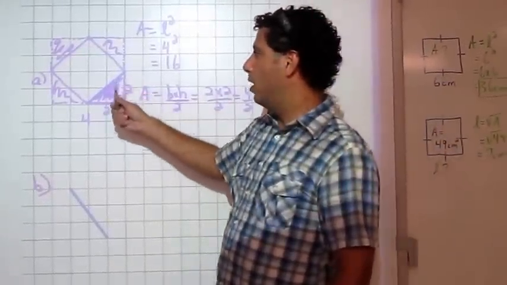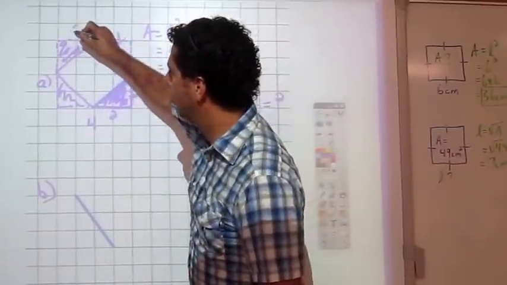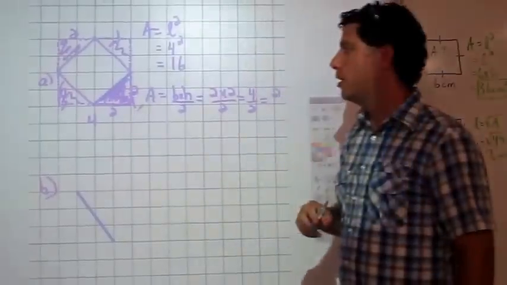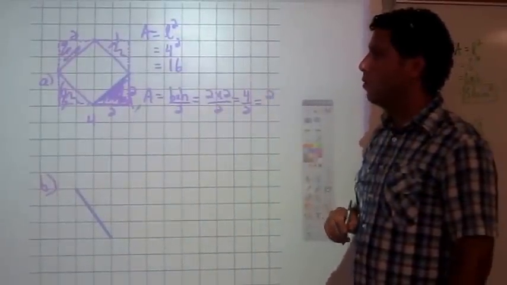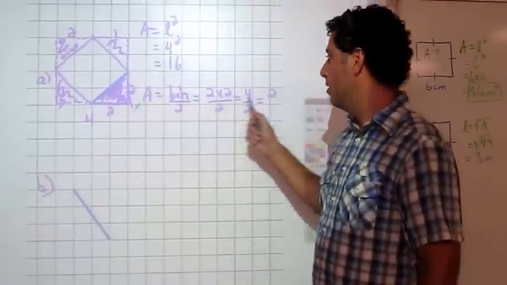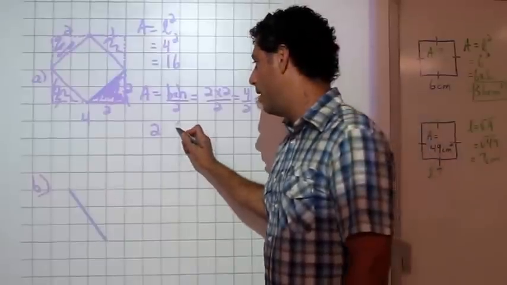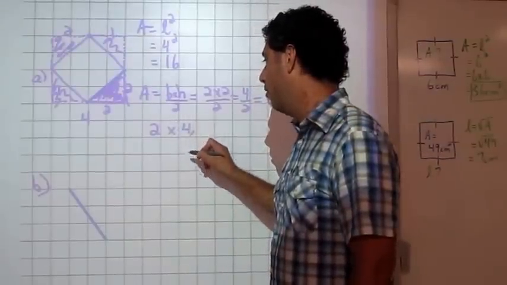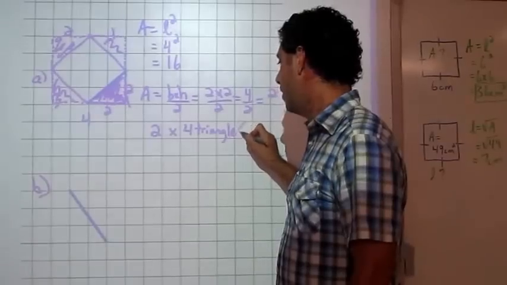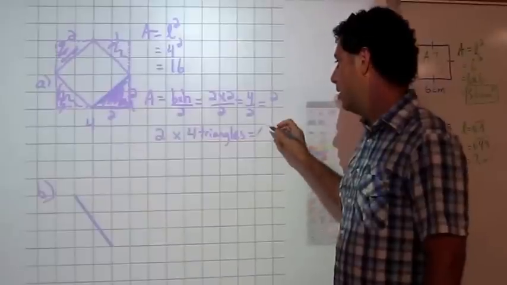Now, we have 1, 2, 3, 4 triangles. So I'm going to account for all 4 of these triangles by multiplying the area of one of the triangles by 4 triangles. We have 4 of them. That means the total area of all 4 of these triangles is 8.